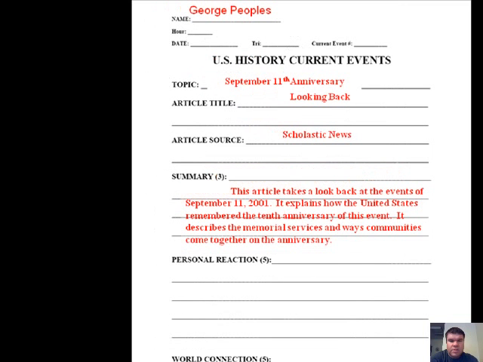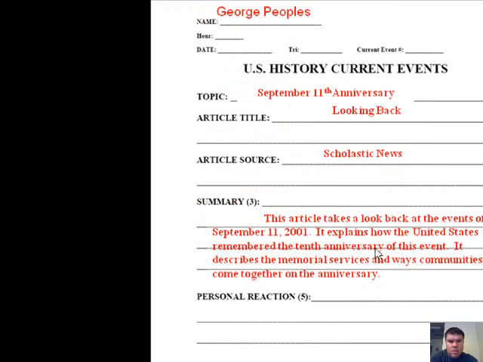And I'll zoom in here a little bit so you can see. All right. This article takes a look back at the events of September 11th, 2001. It explains how the United States remembered the 10th anniversary of this event. It describes the memorial services and ways communities come together on the anniversary. Okay? That summary is 3 sentences. Okay? You can have more than that, but you can't have less.